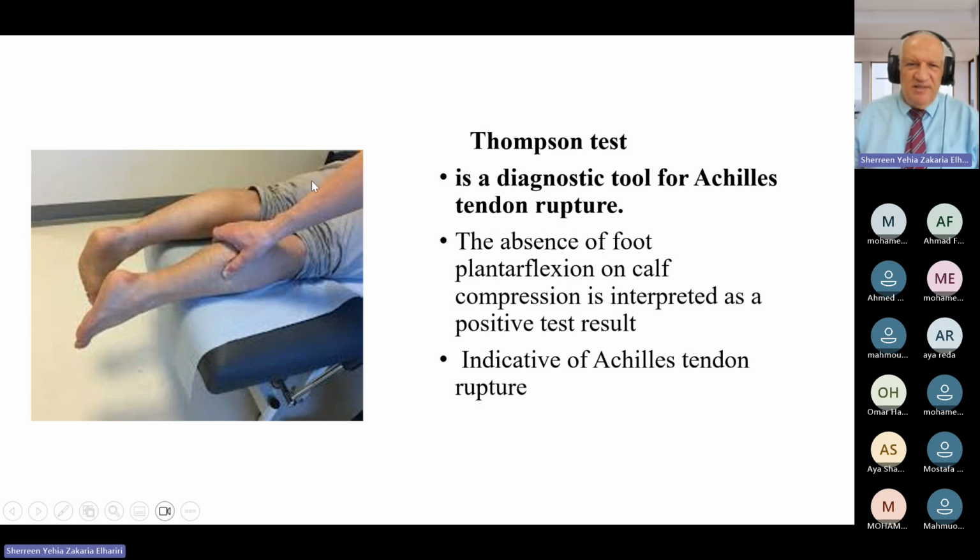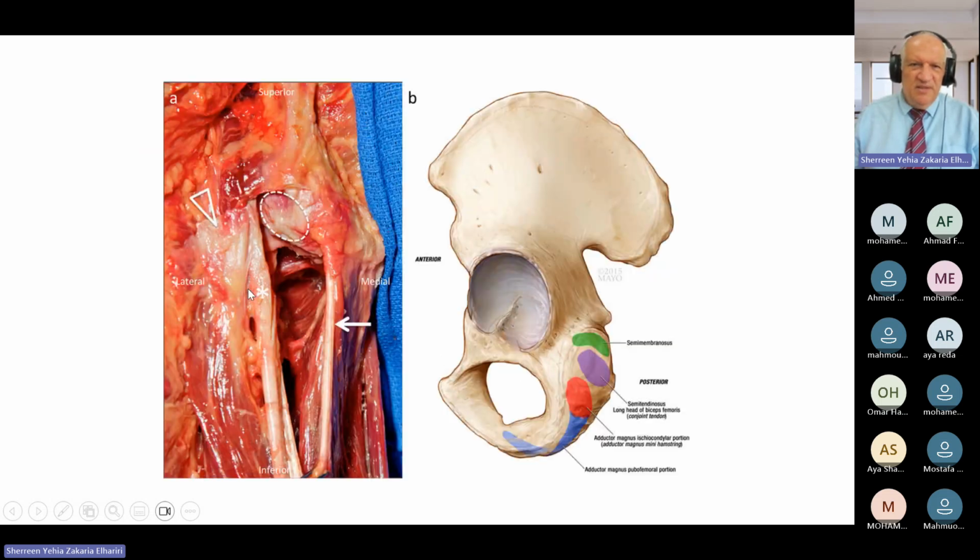So you put the patient sitting or lying. You squeeze the calf muscles. If there is no plantar flexion movement, it indicates Achilles tendon rupture. So Thompson test. Okay.